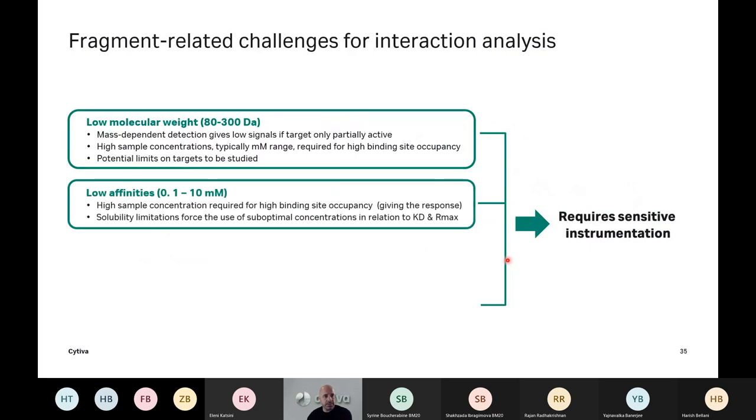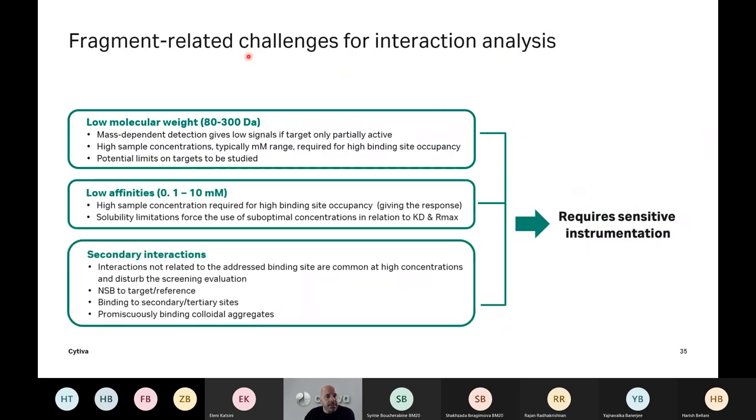Okay, sorry, because this has been moved, but basically just to present that there are some challenges when we study interactions involving fragments in general. Fragments are very small molecules, and we are talking about molecules from 80 to 300 daltons. So these are very small in mass. So the change in mass that we will produce on the chip surface in this case will be very, very small. So we normally need to work with high sample concentrations, typically in the millimolar range. And there are some potential limits on the targets to be studied.